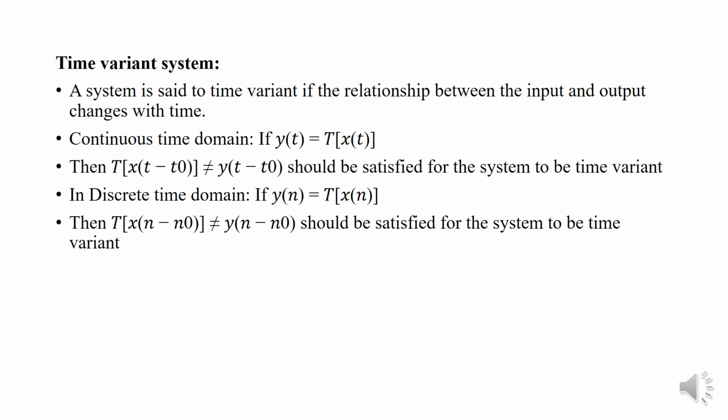In continuous time domain, if y of t equal to T of x of t, that is T of x of t minus t naught is not equal to y of t minus t naught, it should be satisfied for the system to be time variant. And in the discrete time system, if y of n equal T of x of n, that is T of x of n minus n naught is not equal to y of n minus n naught, it should be satisfied for the system to be time variant.